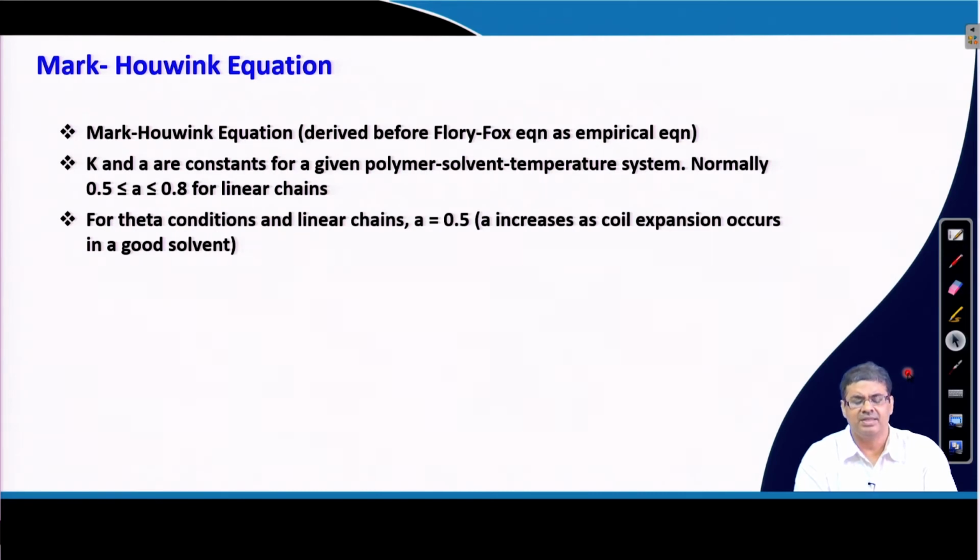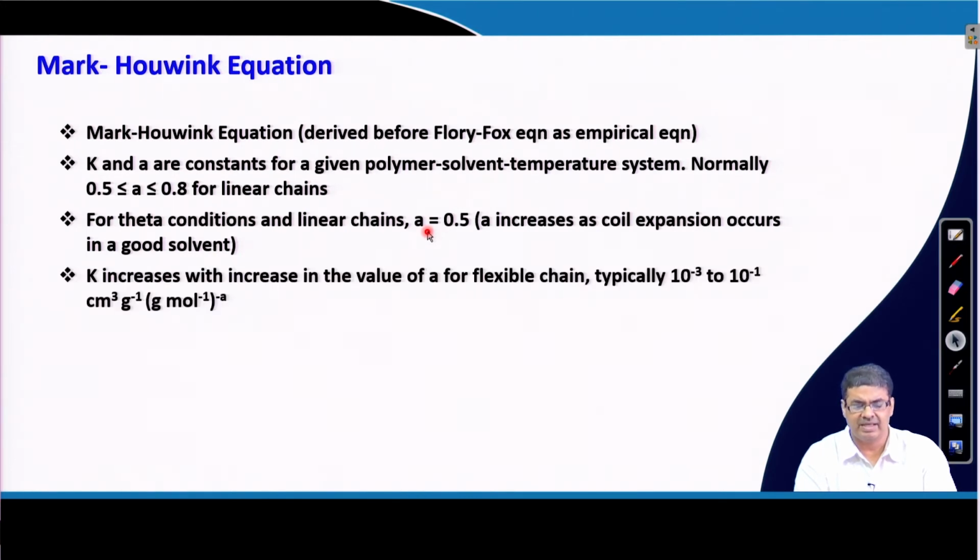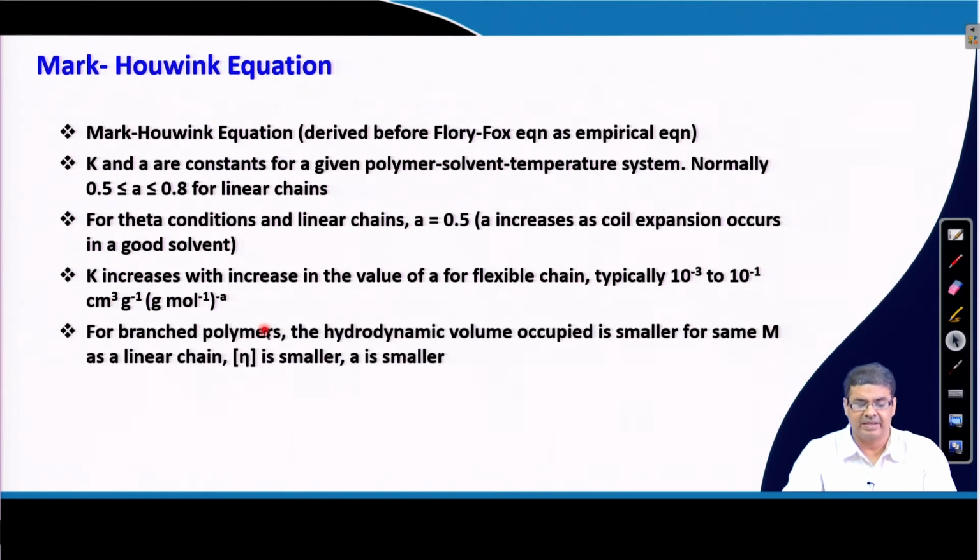For theta condition and linear chain, A is 0.5 as I described a few minutes back, and K increases with increase in the value of A for flexible chain, and typically this is the value for K. For a branched polymer molecule, the hydrodynamic volume occupies a smaller volume for the same molecular weight. Hence, the intrinsic viscosity becomes smaller, which means A becomes smaller.